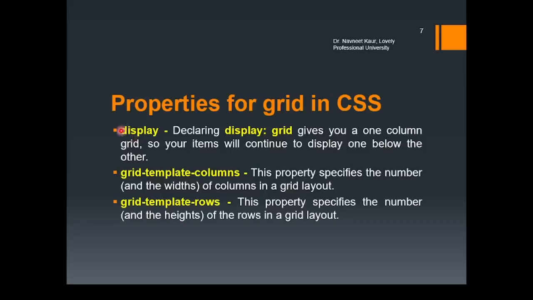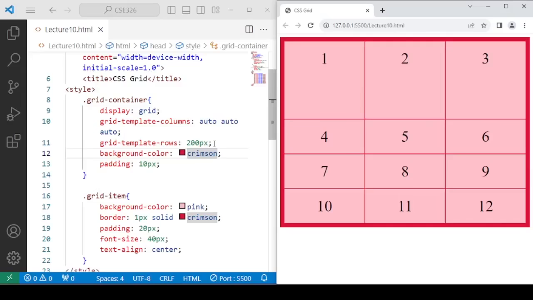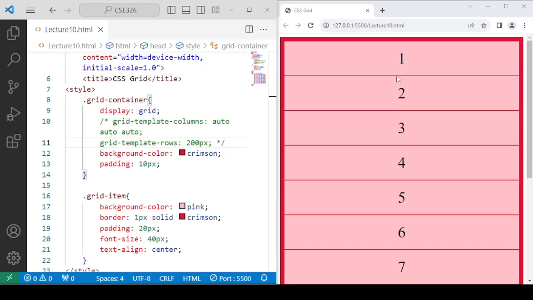So we are done with these 3 properties. Now the next property is grid template. This is the shorthand property for grid template rows and grid template columns. It means that we will be able to use these 2 properties just once, and that too inside grid template. So let's implement this now. First we are going to comment these 2 properties, that is grid template columns and grid template rows. After saving you will find that it's the 1 column format and there are a total of 12 rows.